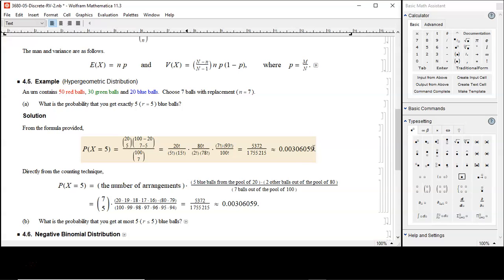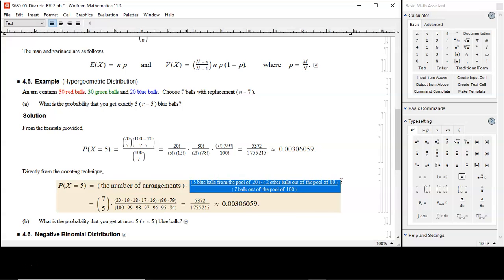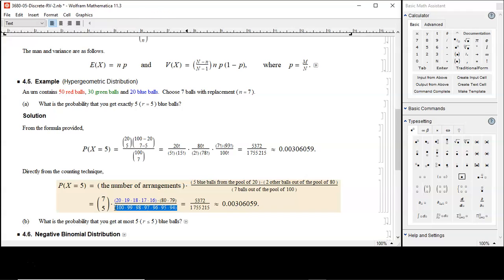You can use direct counting techniques as well. So 5 blue balls from the pool of 20, 2 other balls from pool of 80. So from 20, I'm dropping down 5 times. And here from 80, I'm dropping down and then dropping down. And the 7 balls dropping down from 100. And that's what we have here. Blue dropping down from 20, and then this one is total, and then this one non-blue, and then the number of arrangements. Either way, you're going to get the same thing.